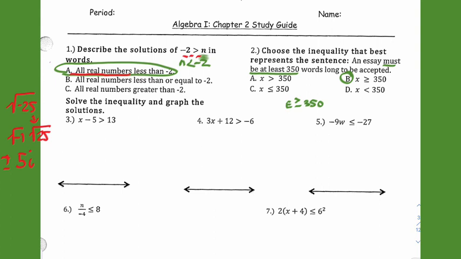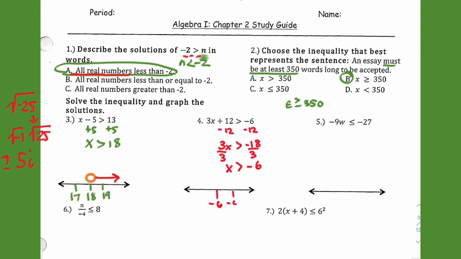On 3 through 7, we need to isolate our variable and then graph it. And because inequalities represent a set of solutions, right? So for 3, we find that x can be bigger than 18. It cannot be 18. That's why it's an empty circle, but it's bigger than 18. And for 4, x is greater than -6.